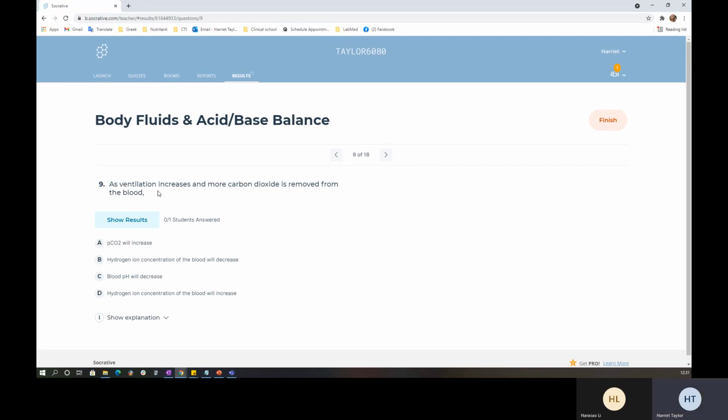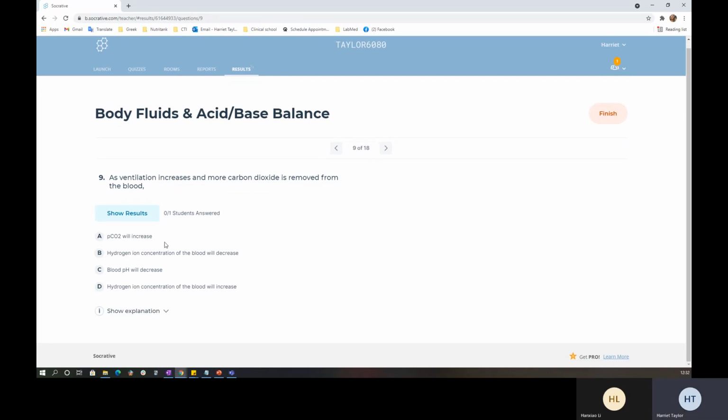So as ventilation increases and more carbon dioxide is removed from the blood, what happens? Will CO2 increase? Will the hydrogen ion concentration of the blood decrease? Will the blood pH decrease? Will the hydrogen concentration of the blood increase? What do you think?